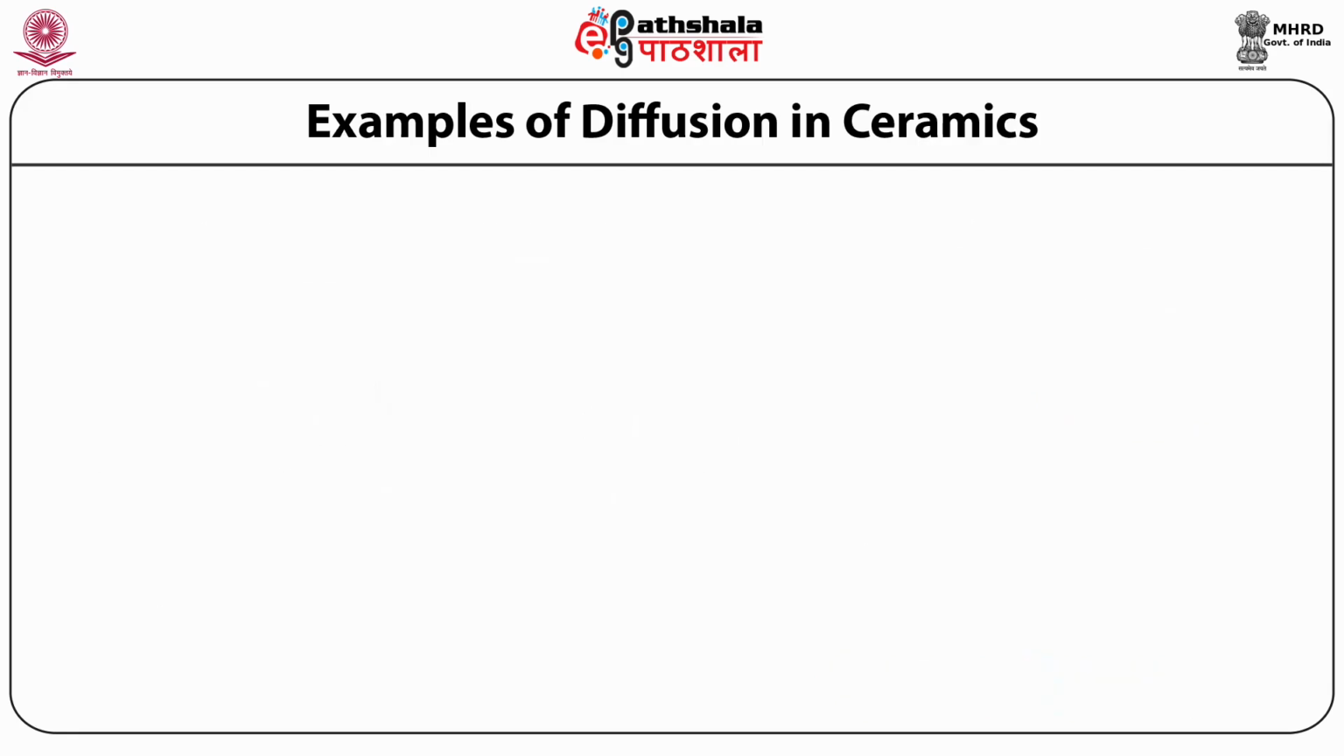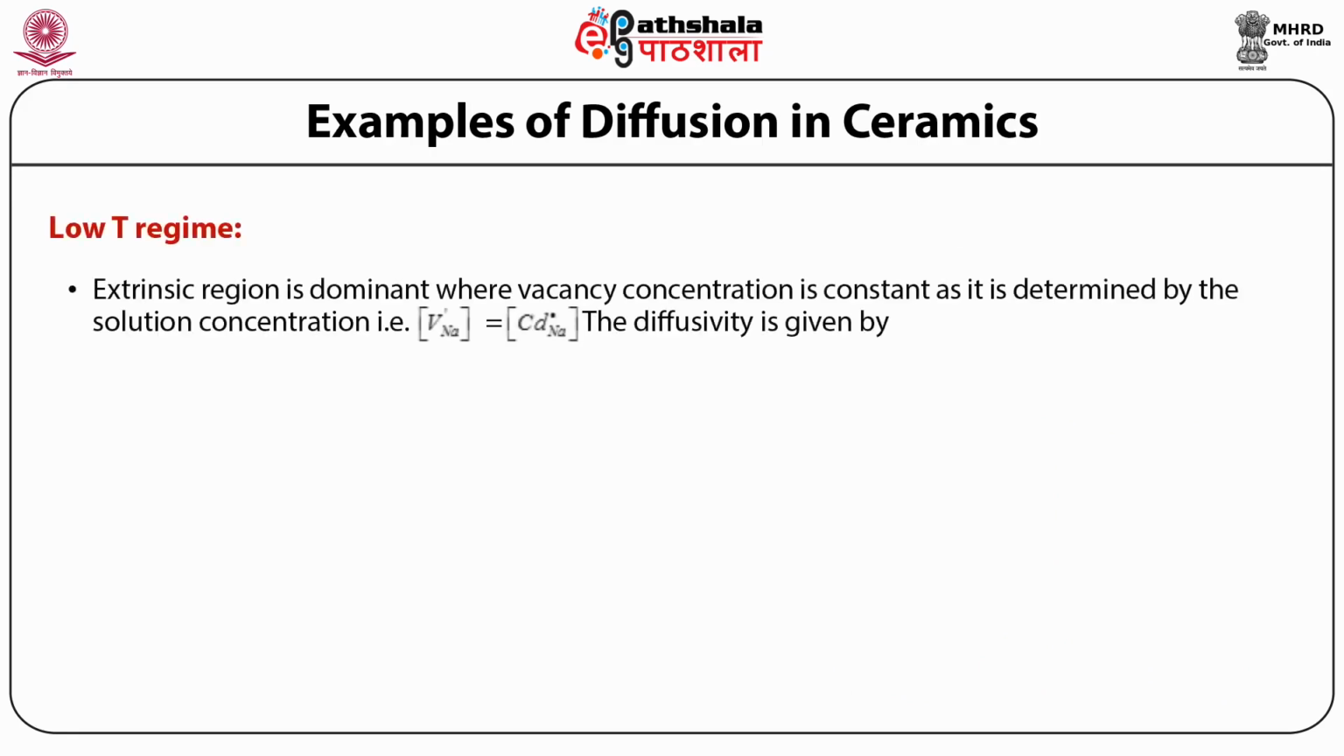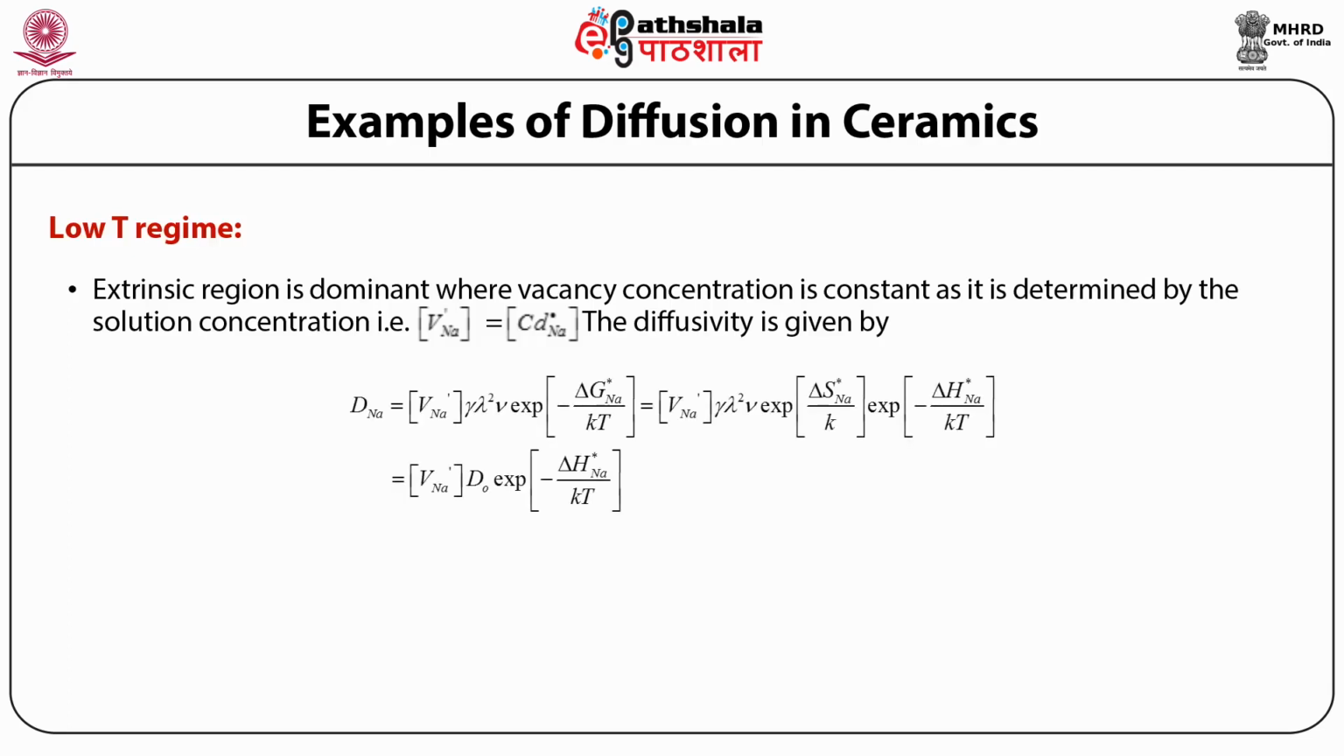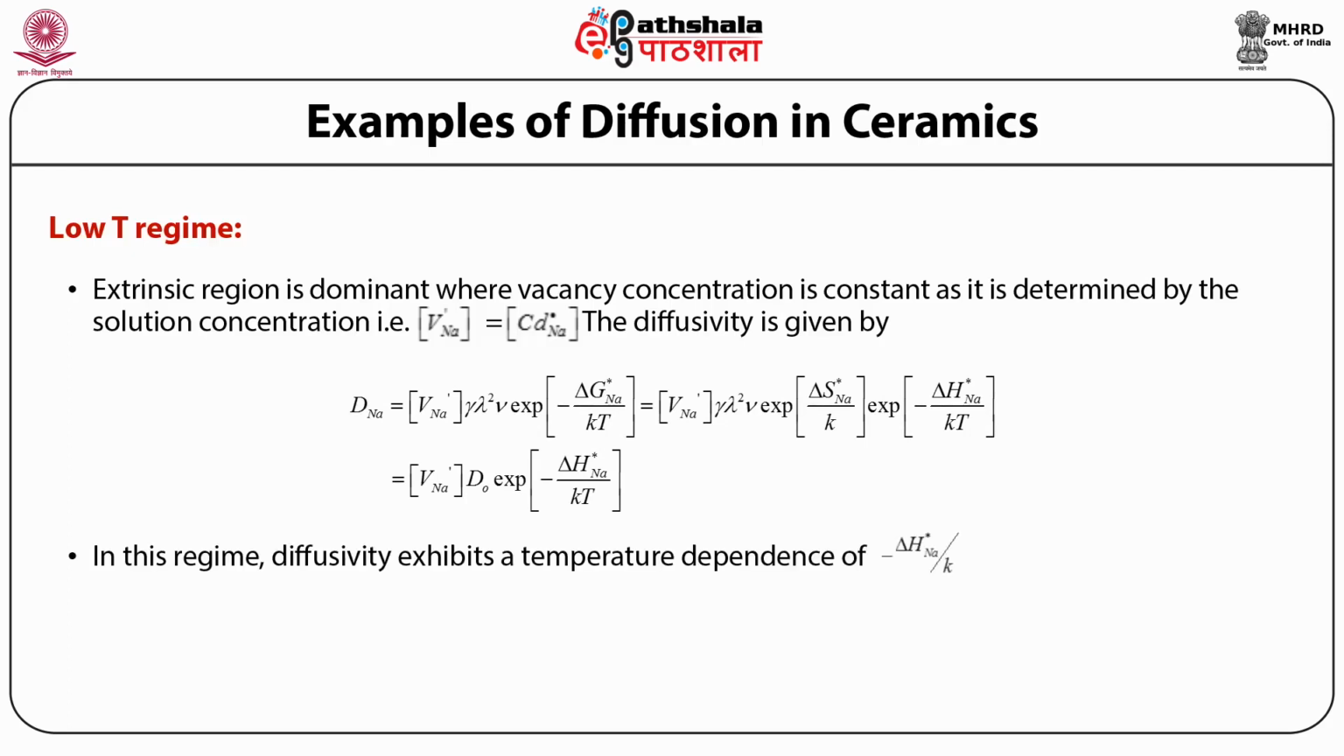So students, you can see in the figure, in case of lower temperature regimes, the extrinsic region is dominated, where vacancy concentration is constant, as it is determined by the solution concentration. So the diffusivity in this region is given as D_NA is equal to V_NA into D naught into exponential minus delta H_NA star by KT. So in this regime, the diffusivity exhibits a temperature dependence of minus delta H_NA by K.